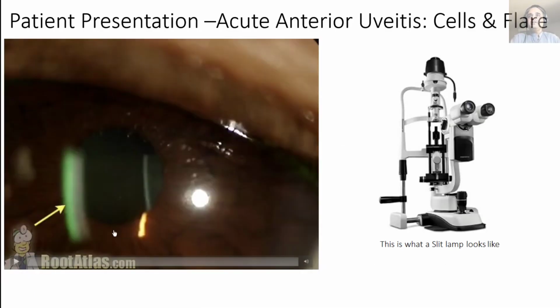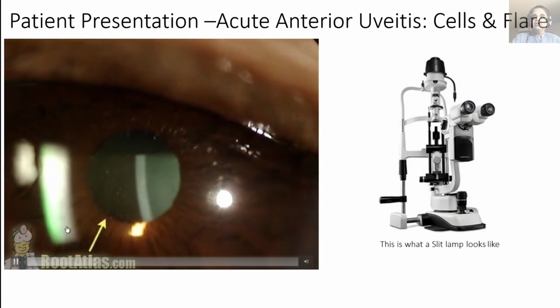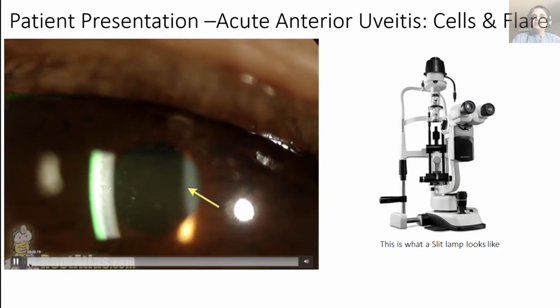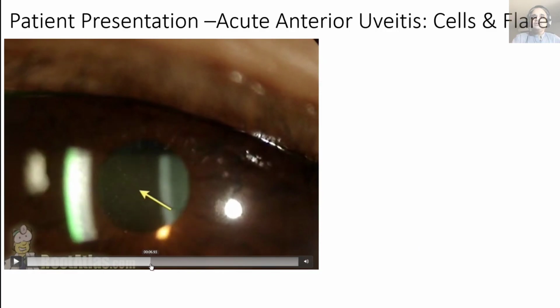So this is going to be a little video, and I'm going to show you a video. This is a slit lamp examination. And these are all the cells in flare. This is the light coming off the cornea. This is coming off the lens. And I'll just pause it here, move it slowly forward in time.